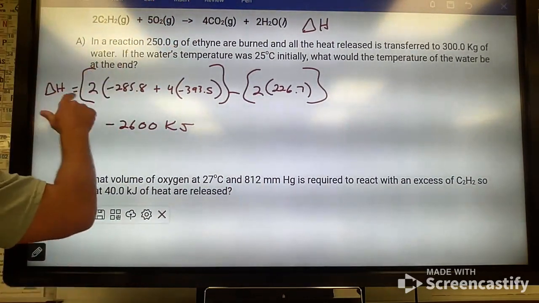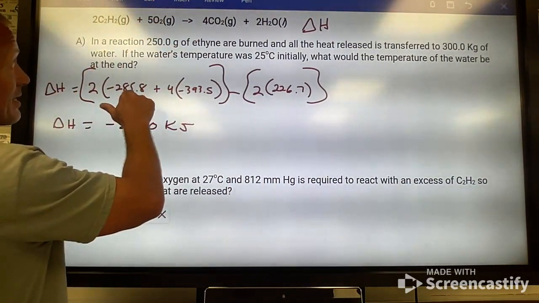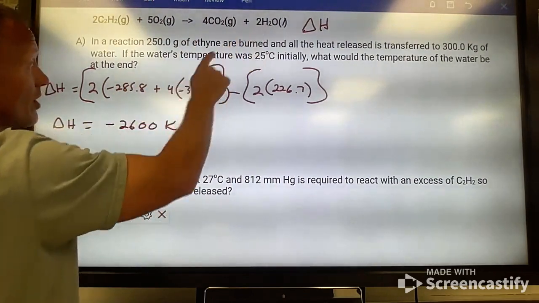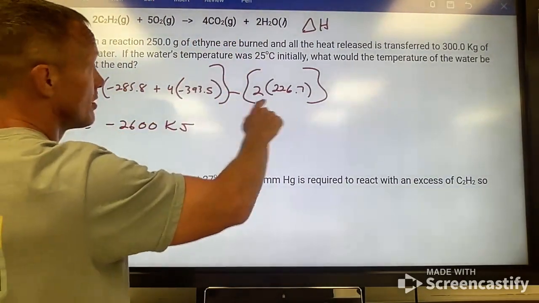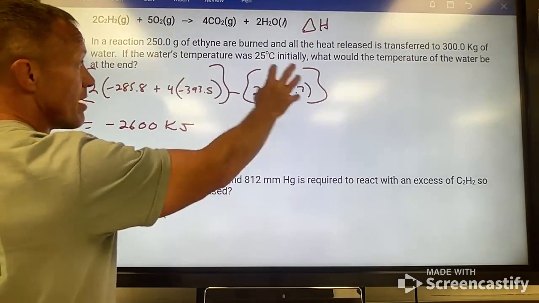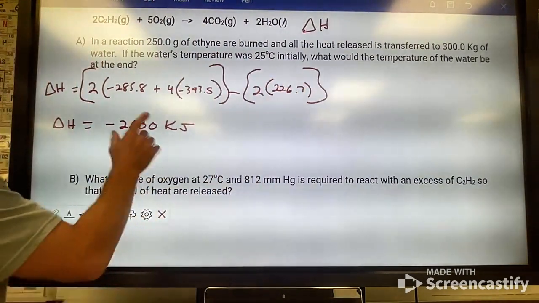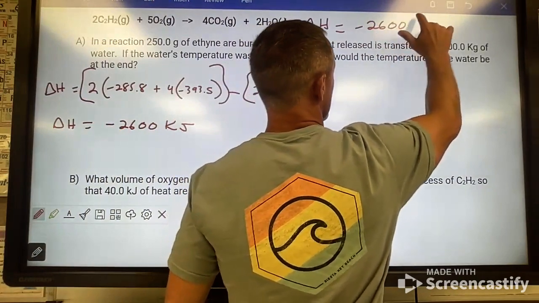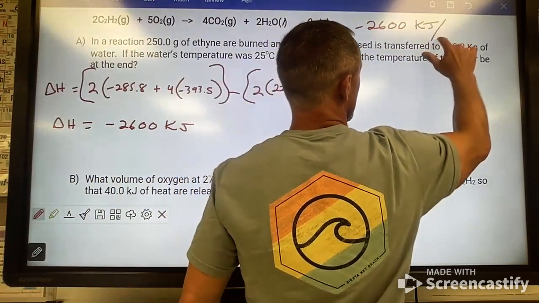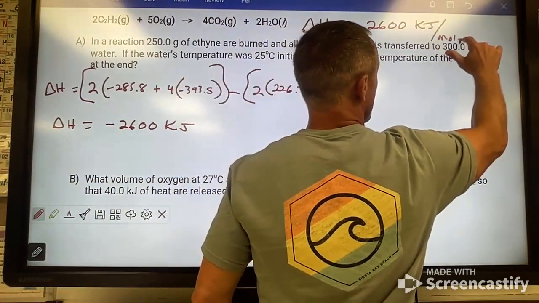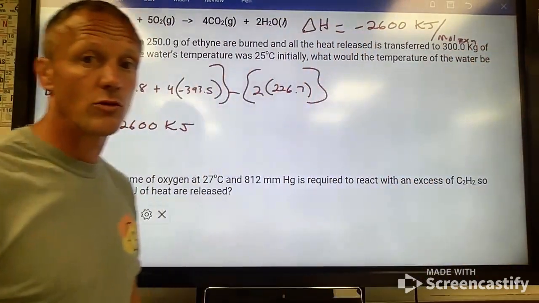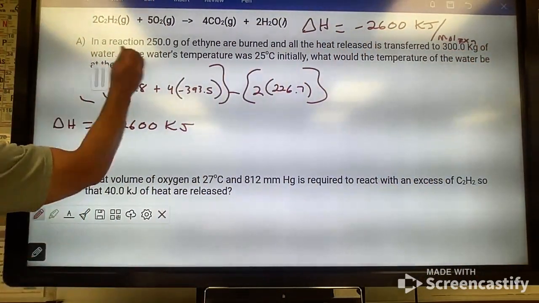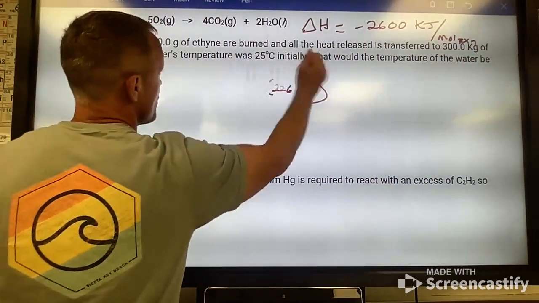So our overall delta H, again, this is 2 times water's heat of formation, 4 times carbon dioxide's. So products minus reactants. So the overall delta H is about a negative 2,600 kilojoules. Remember, they'll write that as per mole of reaction, per mole reaction. All right, so that's the first thing that would have to happen if that's not given to you.